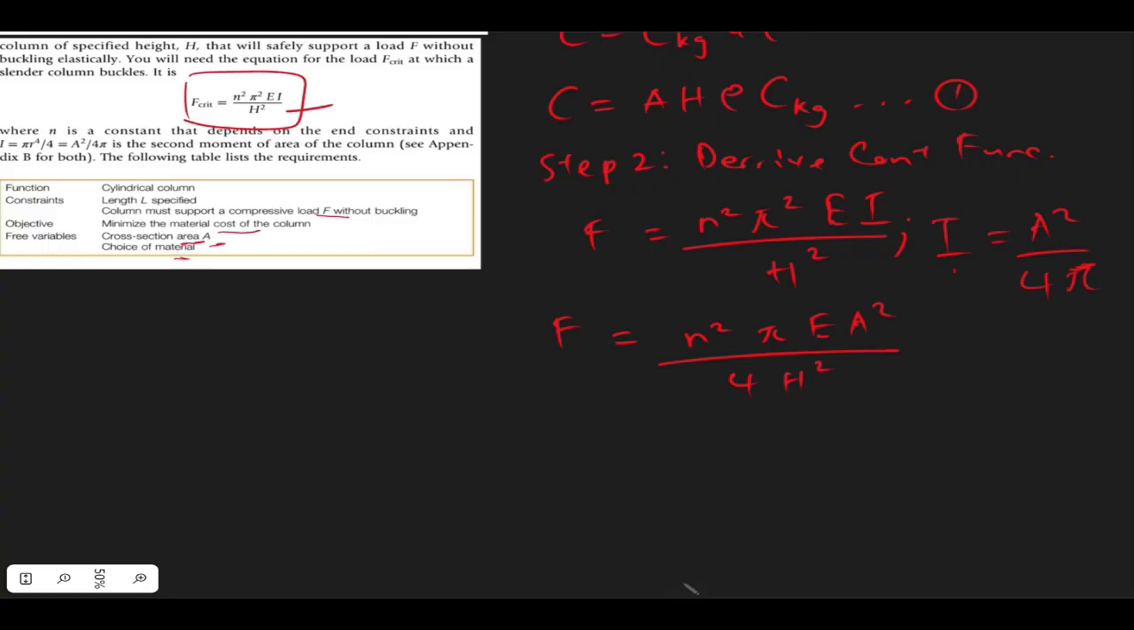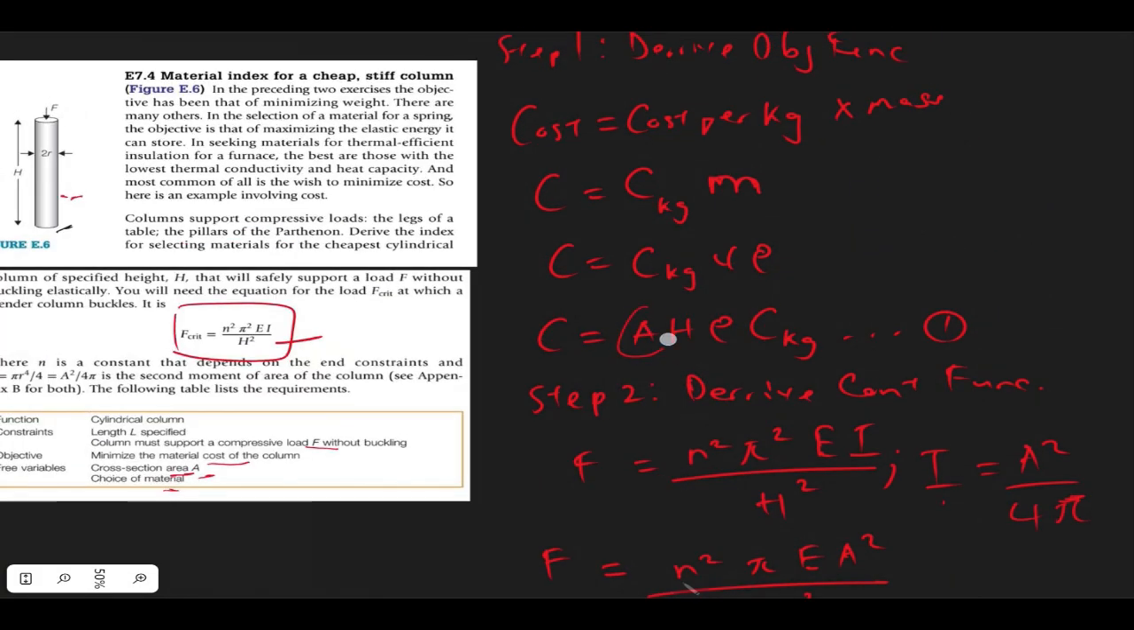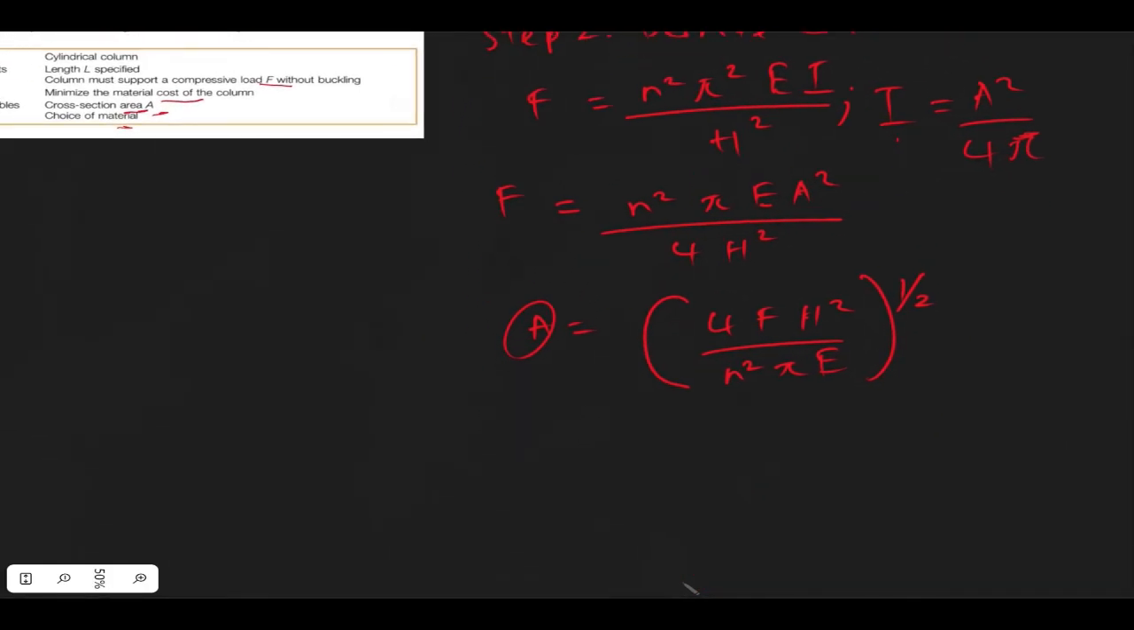Right now, since we are going to eliminate A at the end of the day, we now make A the subject of the formula. So A will now be equal to 4F h squared all over N squared pi E, all raised to power 1 divided by 2, because of the square root that you have here. So since you now have A, you now eliminate A from whatever we have in this objective function. You eliminate A from here.